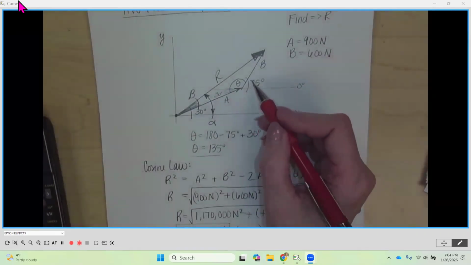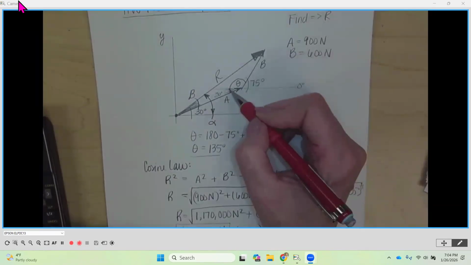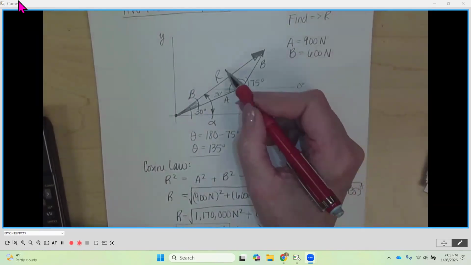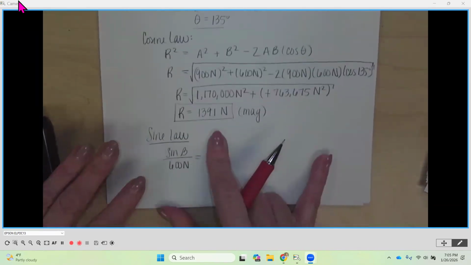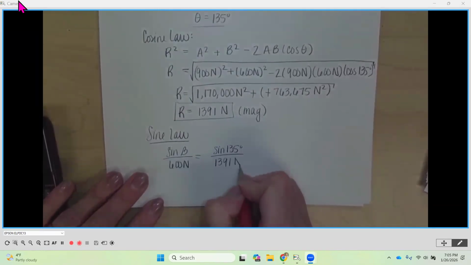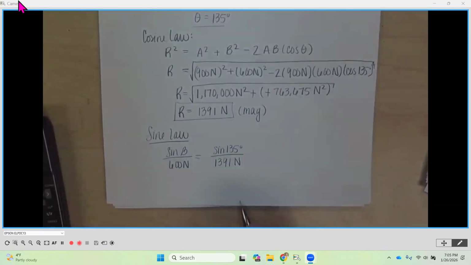and we really have a choice. We could figure out this angle, but we already know the 135, right? And that's opposite the resultant that we just calculated. So we're going to say the sine of 135 divided by 1391 newtons. Okay, so our only unknown here is beta.